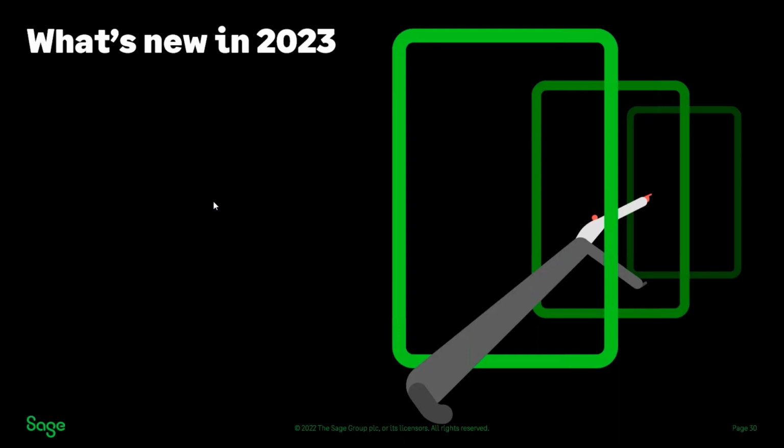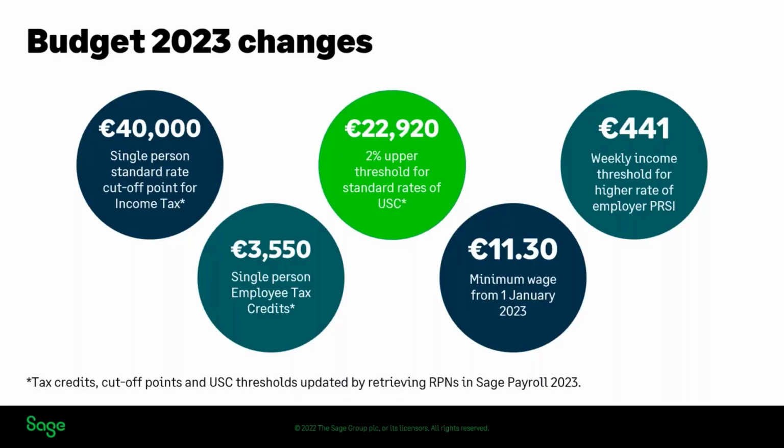So starting with those budget highlights, this budget was announced a few months ago now, I think back in September of this year. And I've just pulled out some of the key figures for these changes. In terms of PAYE income tax, the standard rate cutoff point relating to a single person has been increased to €40,000 per year. So that's the same basis that emergency tax would be calculated on if you do have anyone on emergency tax.